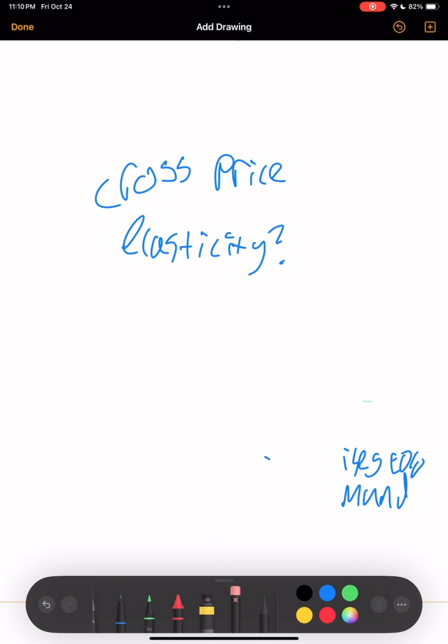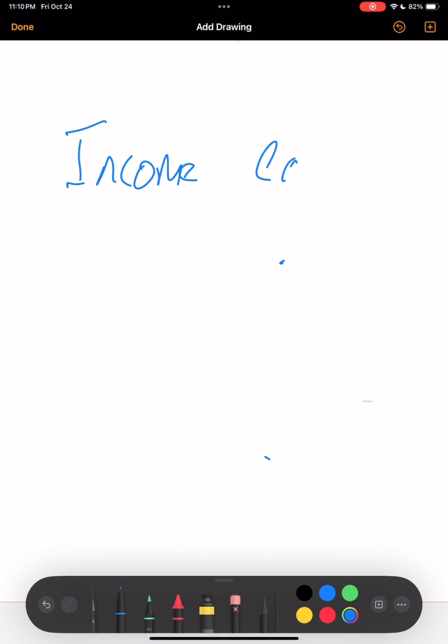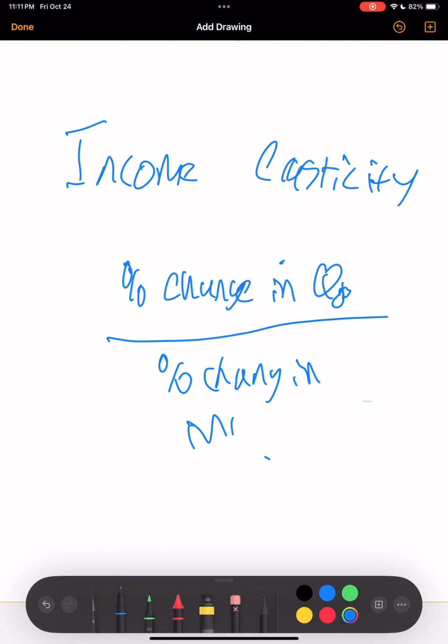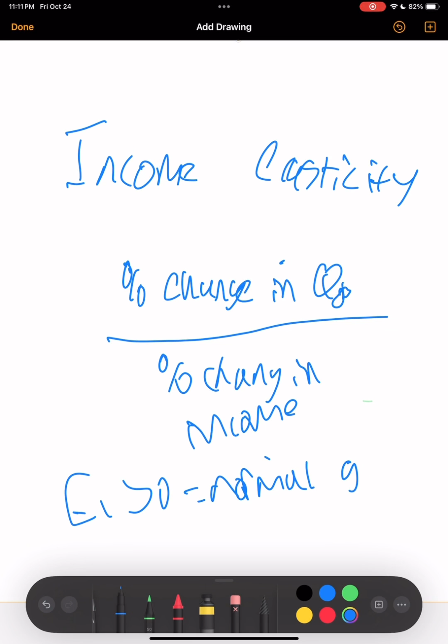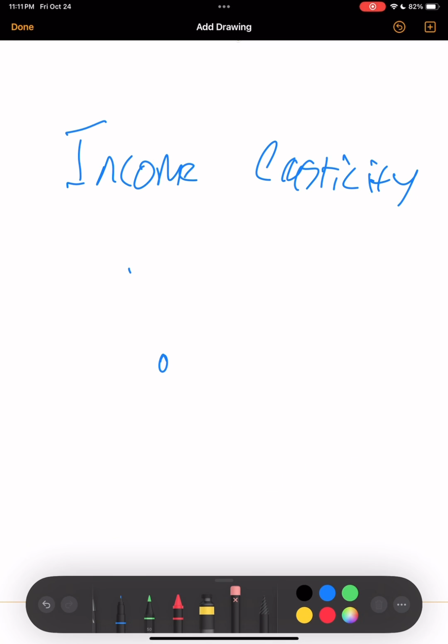I apologize for that. So now, last but not least, let's look at income elasticity. The definition is the measurement of how demand changes when income changes. We can find this by the percent change in the quantity demanded over the percent change in income. If the answer is greater than 0, it's a normal good, which means that demand rises with income. And if the answer is less than 0, then it's an inferior good, which means that demand falls when income rises. So let's look at some examples.